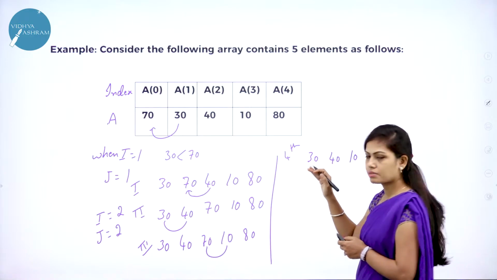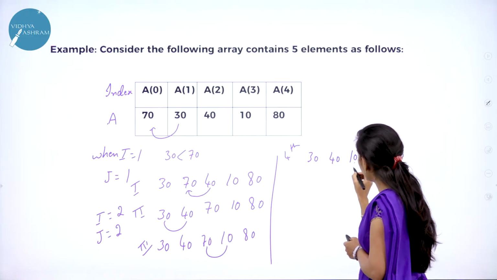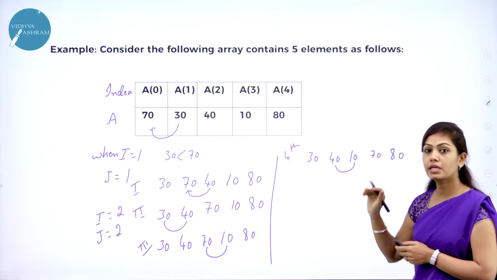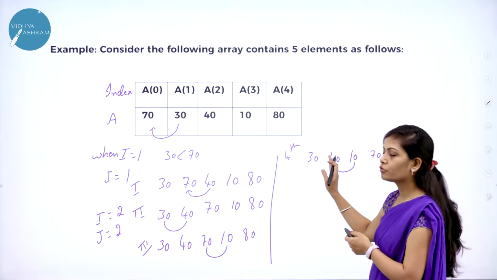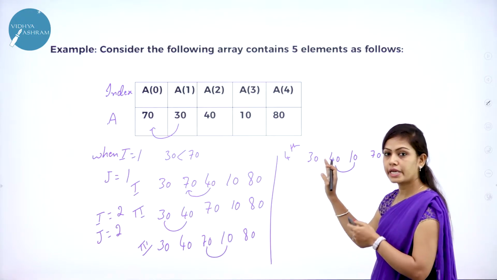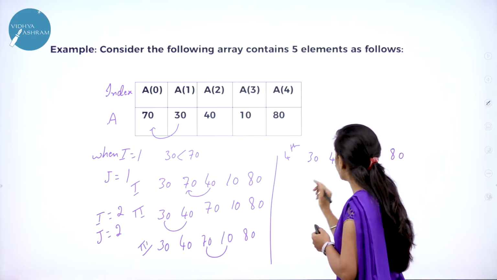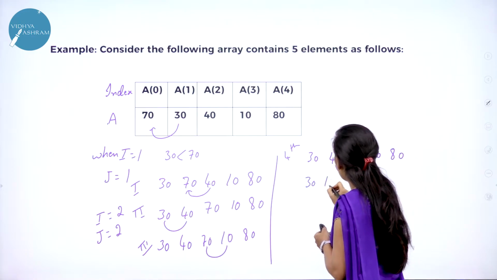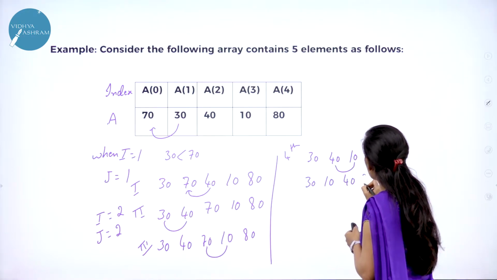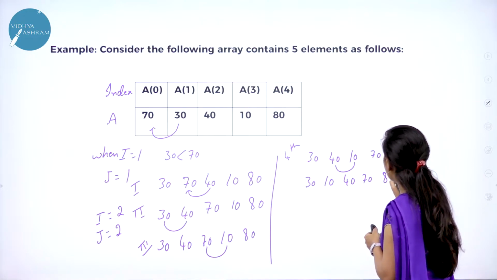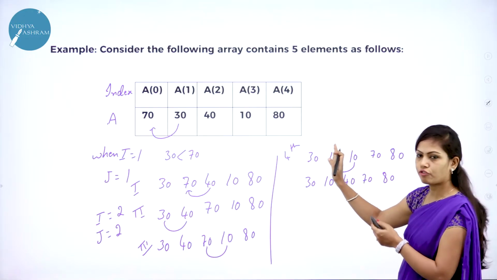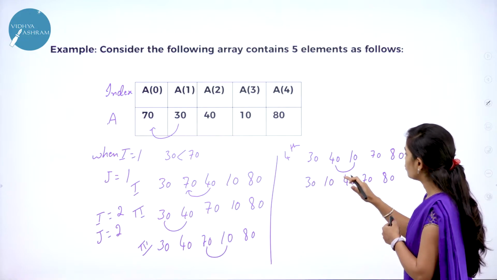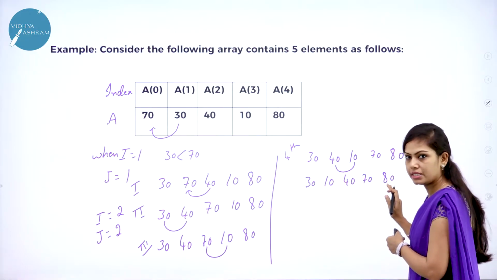And in the next position, you just compare these 2 elements because 10 is lesser than 40. So 40 is greater than 10. You just swap these 2 elements. It will be 70 and 80. Just swap this 10 and 40. You will get 30, 10, 40, 70 and 80.